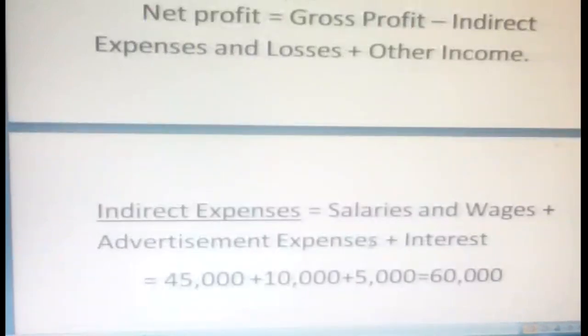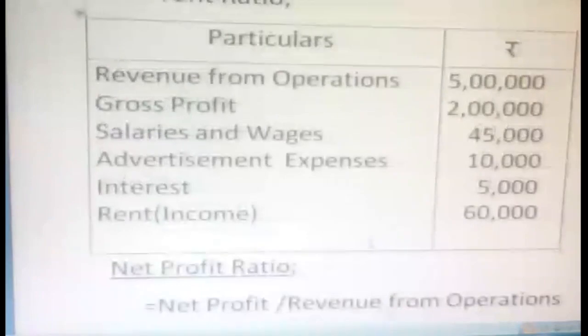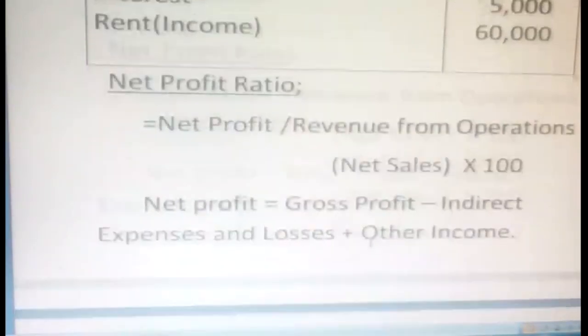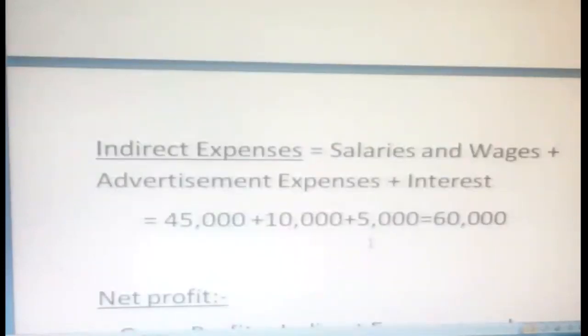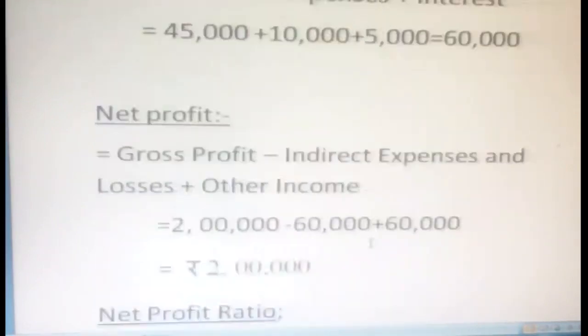From the problem they gave salaries and wages, advertisement expenses, and interest as indirect expenses. That's what we're going to substitute here. Salaries and wages, advertisement expenses, interest: add all three together, you get 60,000. Okay, when you go for the calculation, gross profit minus indirect expenses and losses plus other income.